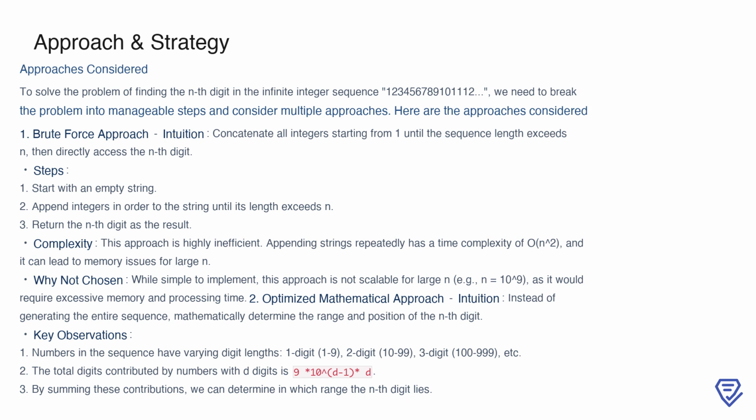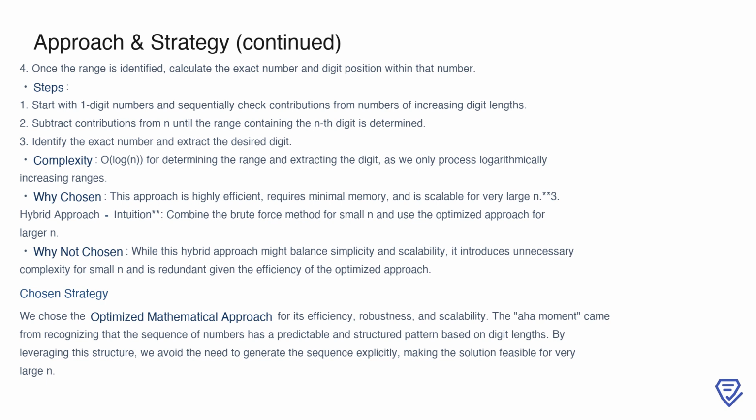A more promising direction is the optimized mathematical approach. Here, instead of explicitly generating the sequence, we use mathematical insights to determine the range and position of the nth digit. This approach takes advantage of the fact that numbers in the sequence contribute digits in predictable groupings, such as 1-digit numbers from 1 to 9, 2-digit numbers from 10 to 99, and so on. By calculating how many digits each group contributes, we can narrow down the range where the nth digit lies, without constructing the entire sequence. Once we've determined the range of numbers containing the nth digit, we can pinpoint the exact number and the digit's position within that number.